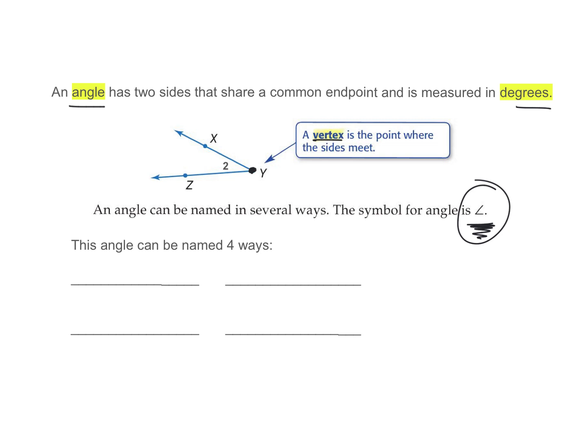One of the ways that we can name it is just by the vertex. If there's only one angle, then we can just say angle Y. We need to have the angle symbol on it. We can also just say angle 2 because 2 is labeled in there. And not always is there a number or an extra letter in there.